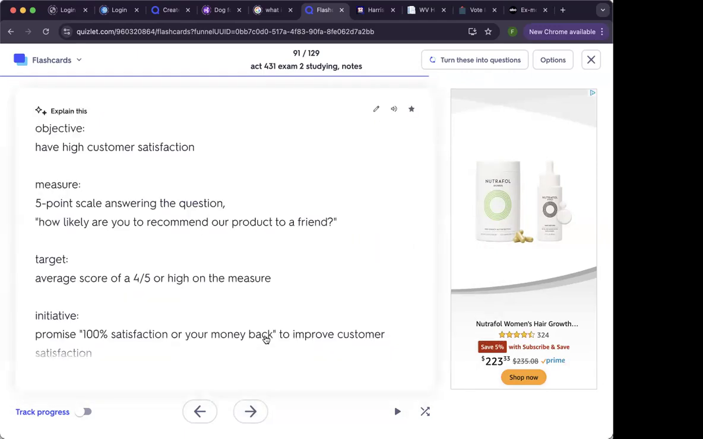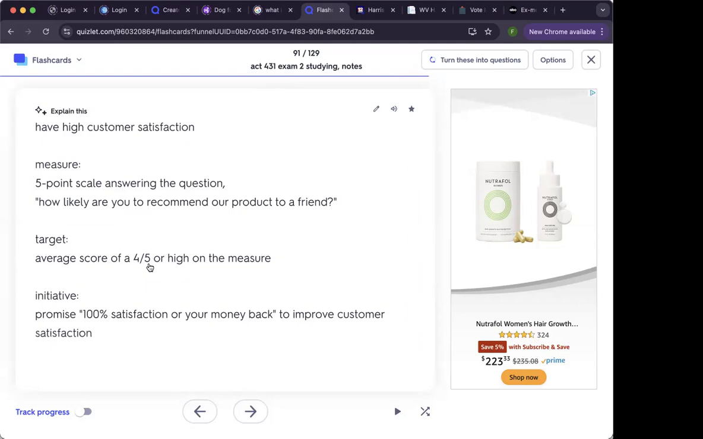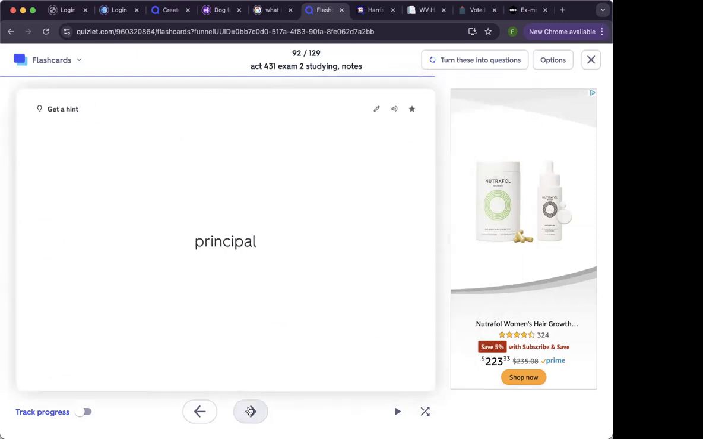Another example. Objective. Have high customer satisfaction. Measure. 5-point scale answering the question, how likely are you to recommend our product to a friend? Target, hopefully an average score of a 4 out of 5 or higher on the measure. Initiative, promise 100% satisfaction or your money back to improve customer satisfaction.